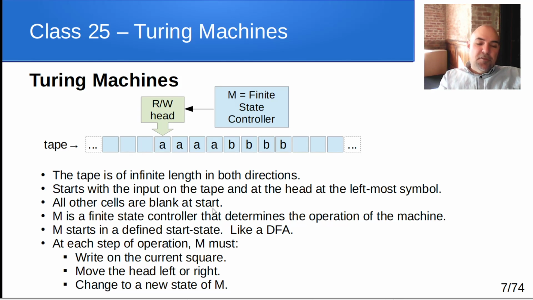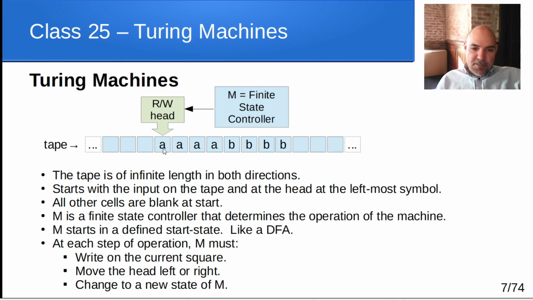All the other cells are blank at the start. So these have empty contents. There's nothing on these except for the input. So these ones here with nothing in them. There's a special input symbol on there that means blank tape. M is a finite state controller that determines the operation of which direction the head goes, and what gets written to the tape when it reads a certain thing from the tape.